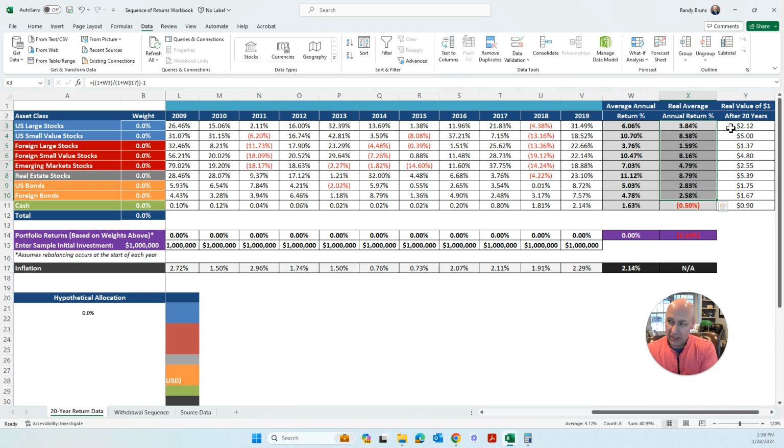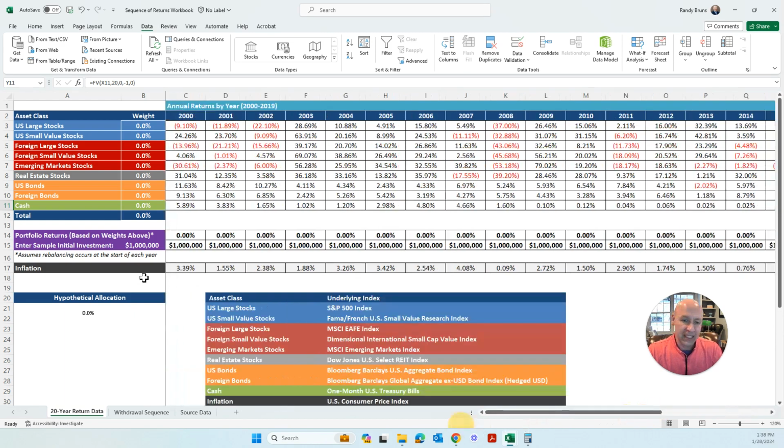And then just for the heck of it, we added one more column that basically shows the purchasing power of $1 20 years later. So for each of these asset classes, it actually rose, except cash actually lost some purchasing power. $1 of cash in the year 2000, by the end of 2019, had fallen to purchasing just 90 cents of that same dollar. You can look here and you can see inflation. So 3.39, 1.55, 2.38. You can see in 2008 during the Great Recession, inflation almost fell to zero.